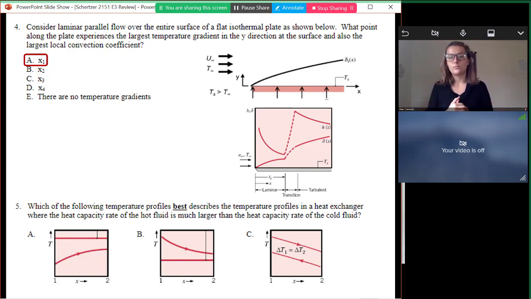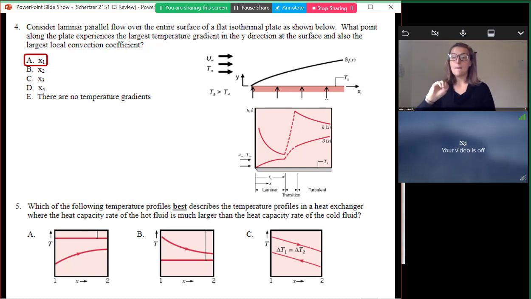Question 5, which of the following temperature profiles best describes the temperature profile in a heat exchanger where the heat capacity rate of the hot fluid is much larger than the heat capacity rate of the cold fluid? So here we have to think a little bit about what heat capacity rate is. This is the big C that we've been talking about, m dot times Cp. And we know that for C min, we get a bigger temperature change.